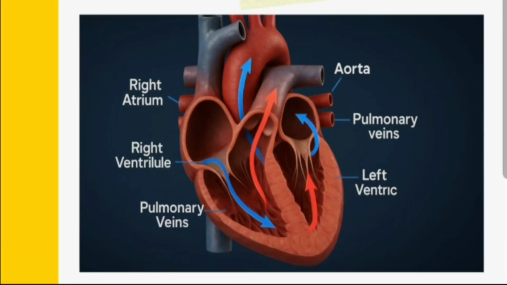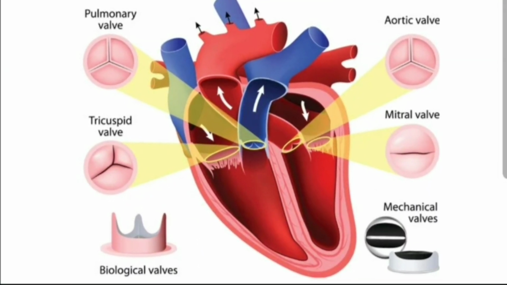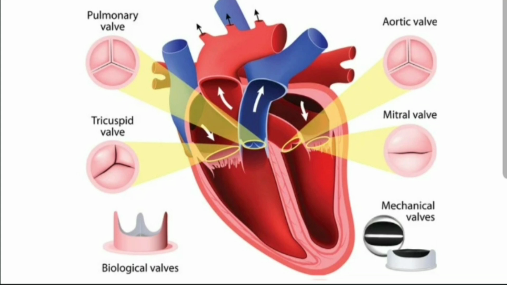This is the picture showing the pathway of blood, that is blood enters the right atrium, then the right ventricle, then the pulmonary artery. And after oxygenation, blood will return to the left atrium via pulmonary veins, then the left ventricle and then the aorta. This is the picture showing pulmonary valve and tricuspid valve, which are present on the right side of the heart, and aortic valve and mitral valve on the left side of the heart.